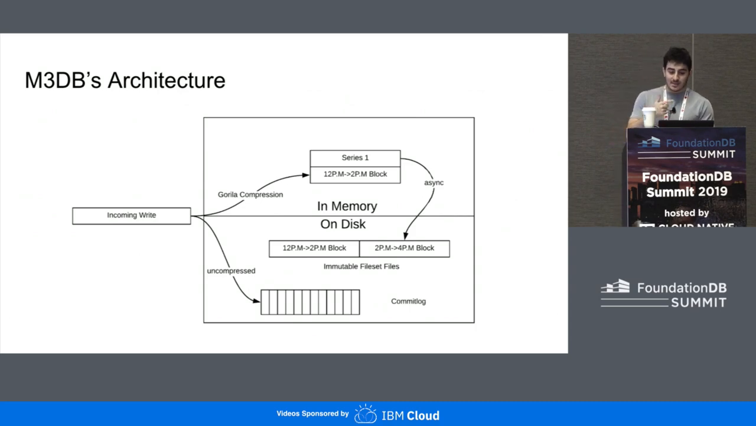And then, as an asynchronous process happening in the background, these compressed blocks that you've already buffered and compressed in memory are written to disk as immutable files. So if you're familiar with systems like Cassandra, you can imagine the in-memory part as the memtables and these immutable files on disk as the SSTables. Pretty straightforward.